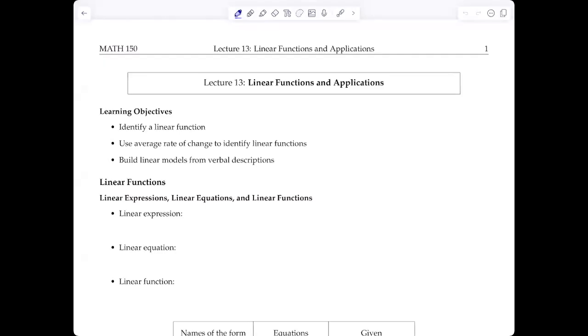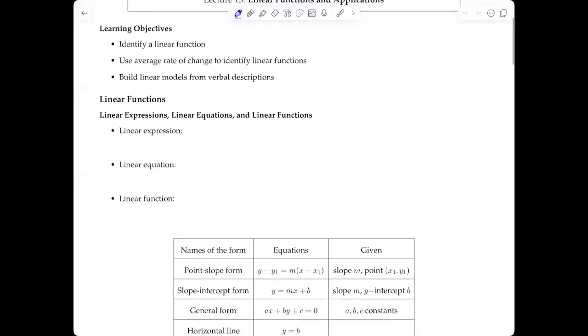All right, so in this lecture, we talk about linear functions and their applications. I hope that after this lecture, you will be able to identify linear functions. From the linear function, we're going to calculate something called the average rate of change to identify linear functions, and we're going to build linear models using verbal descriptions.